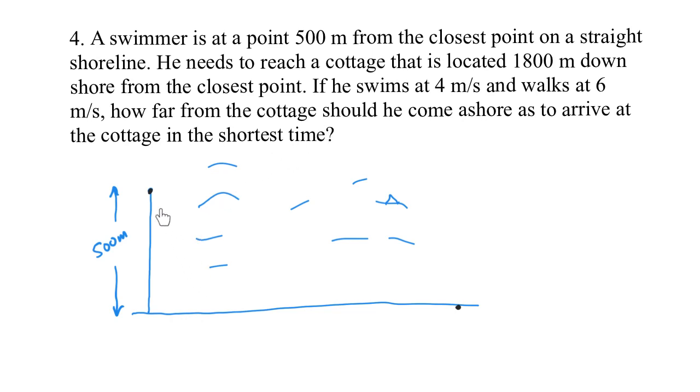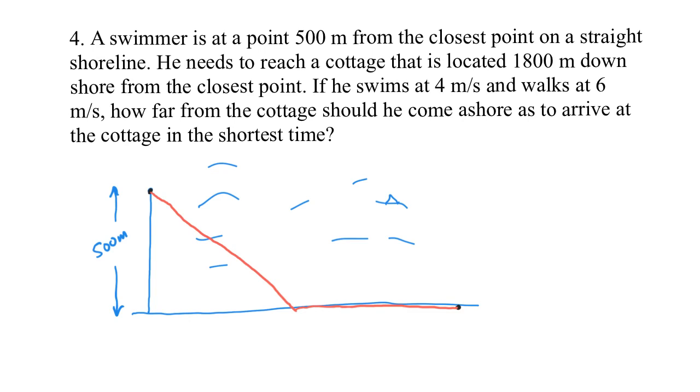So the question is this, should he just swim here and then run across? Should he swim all the way across? Or should he swim part of the way and then run the rest of the way? Well, he swims slower than he walks. So probably what's going to happen is we're going to have something like this, where he will swim part of the way. So this is the path he'll take. He'll swim part of the way and then get to shore and run the rest of the way.